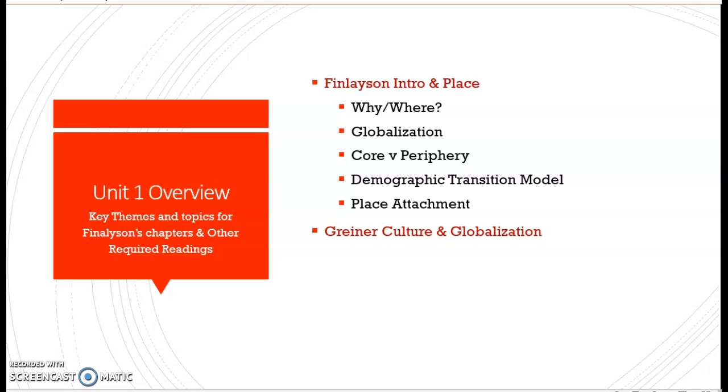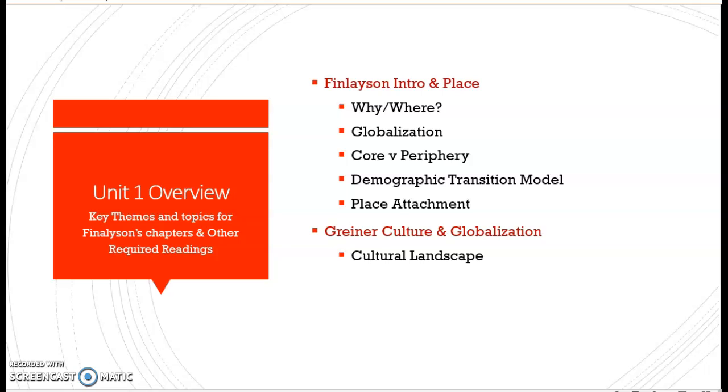The next readings we'll look at are by a different author, Greiner, and she introduces culture and globalization. And Greiner introduces a really important concept that we're gonna look at throughout the semester, and that's your cultural landscape. The cultural landscape is the way that we modify the area around us to fit our needs and wants. If you look out your window right now, or you take a walk or a ride or a drive down the street, you'll begin to see how we have influenced the natural environment to reflect who we are.